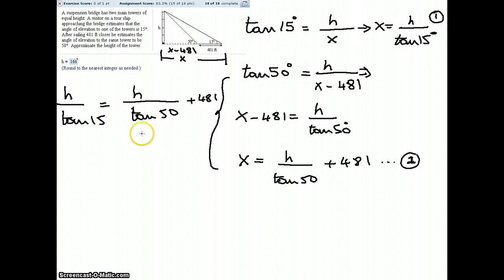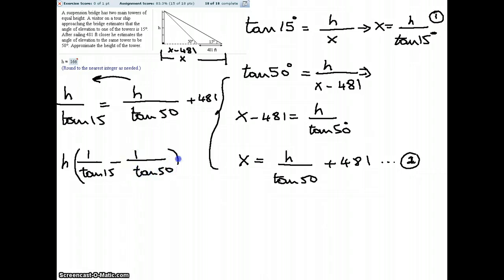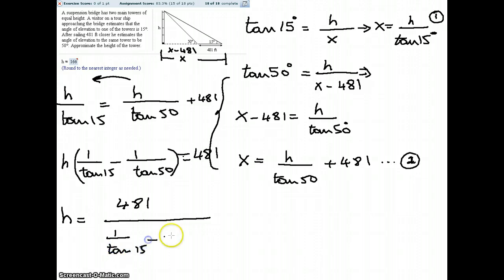So let me move this to the left by subtracting h over tangent 50 from both sides. I'm going to take h as a common factor. I will end up with 1 over tan 15 minus 1 over tan 50 equals 481. And so h would be equal to 481 over (1 over tan 15 minus 1 over tan 50). They want the answer to the nearest integer, so we need to get rid of the decimal numbers.